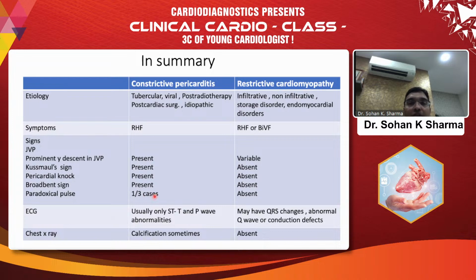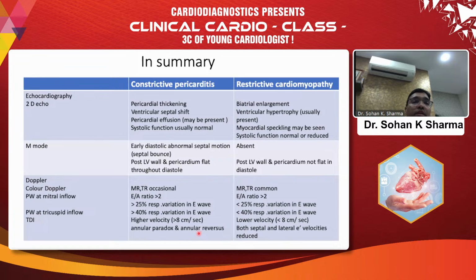These signs favor constrictive pericarditis, but prominent Y descent is variably present in restrictive cardiomyopathy, and other signs may be absent. ECG gives some clue, but is not much helpful in diagnosing. On chest X-ray, calcification is sometimes seen, while it is absent in restrictive cardiomyopathy. Echo findings: pericardial thickening, septal shift or septal bounce, pericardial effusion, and systolic function is usually normal in constrictive pericarditis. Biatrial enlargement, ventricular hypertrophy, and myocardial speckling are seen, and systolic function may be normal or reduced in restrictive cardiomyopathy.